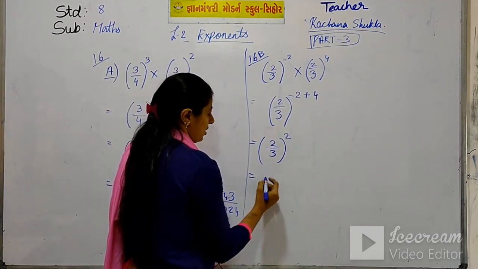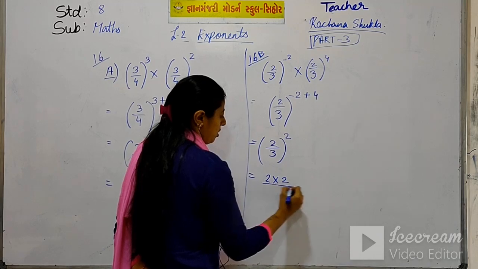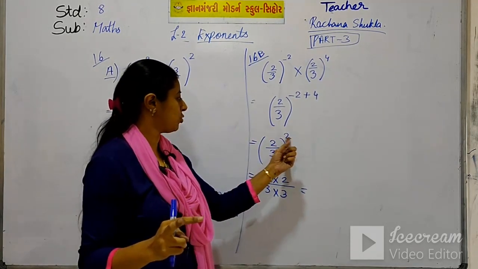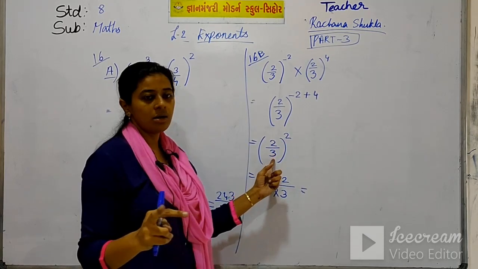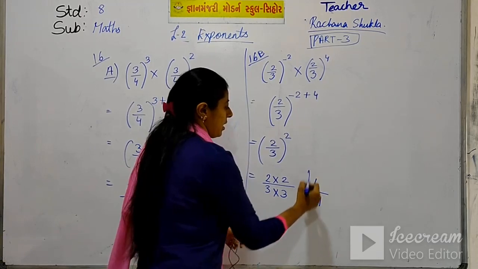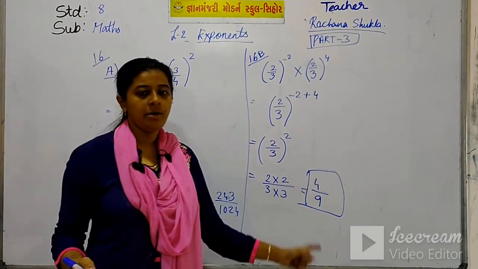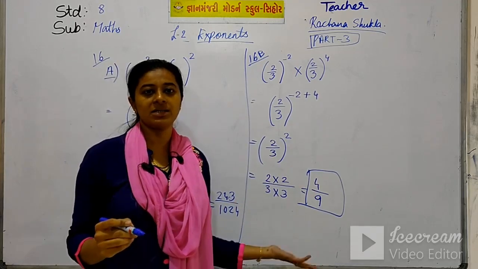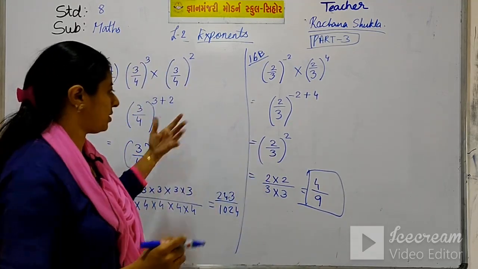2, now evaluate. 2 into 2 upon 3 into 3. 2 times, because 2 will be here also, 2 will be here also. 2 2s are 4 and 3 3s are 9. Your answer will be 4 upon 9. Please write down the sums in your example book. Then we will start with the next sum.